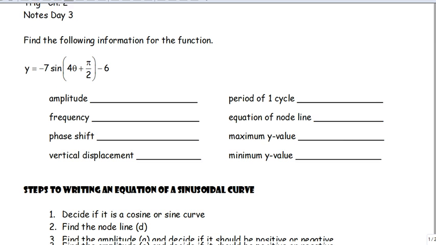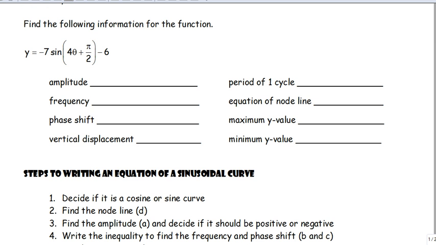So, first thing you got to do, write down the amplitude. Just look at the number, it's 7. Remember, the amplitude's the first number. The frequency, remember, you want to factor this out first. So this is really 4 theta plus pi over 8. Now we can see, you could have seen it before, but the frequency is 4. There are 4 graphs within 2 pi.